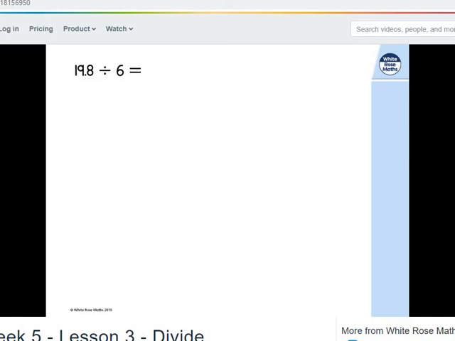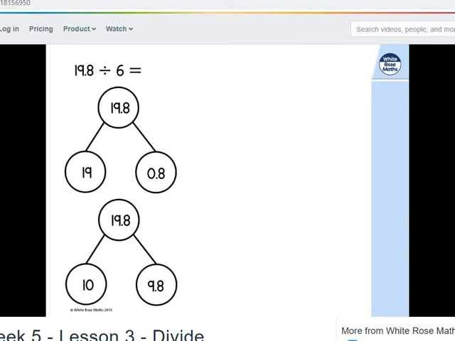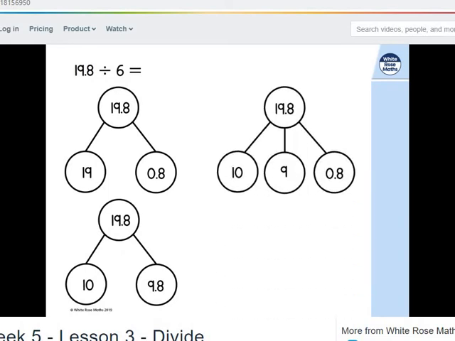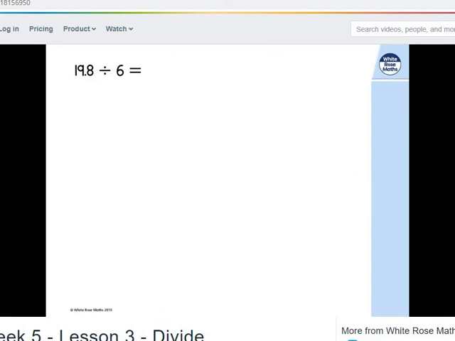Let's think of one that's maybe not so straightforward. 19.8 divided by 6. Well, 19 and 0.8 are not easily divisible by 6. What about 10 and 9.8? Again, neither is that easy. What about 10 and 9 and 0.8? No, still not there yet. What about 9.9 and 9.9? No, I don't think those are divisible by 6 either.